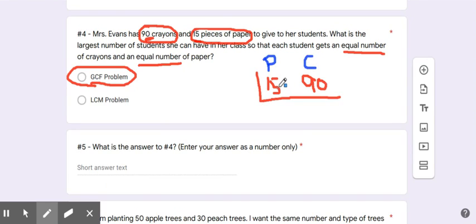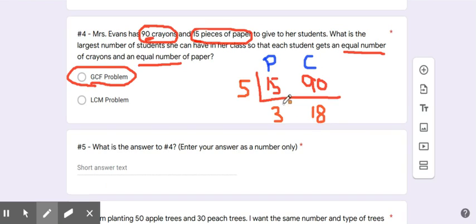So we got 15 pieces of paper, 90 crayons. Okay, so what's a common factor between 15 and 90? Well, 5 would be right because they end in 5 or 0. 5 times 3 would be 15. 5 times what is 90? If you don't know, you could always do the inverse of multiplication, which would be division. So 90 divided by 5, that would give you 18.